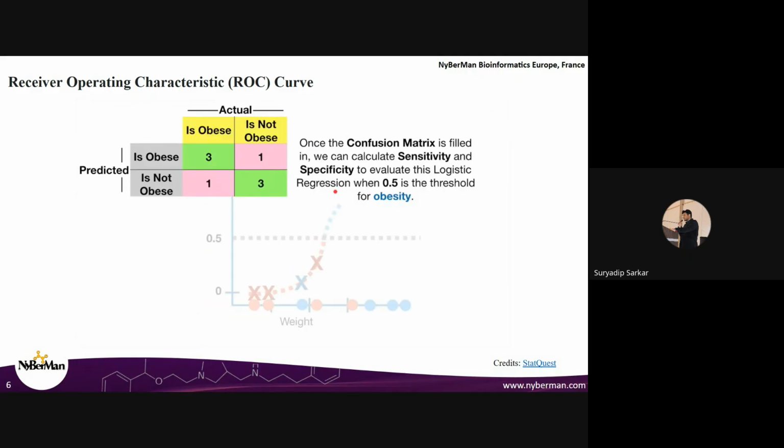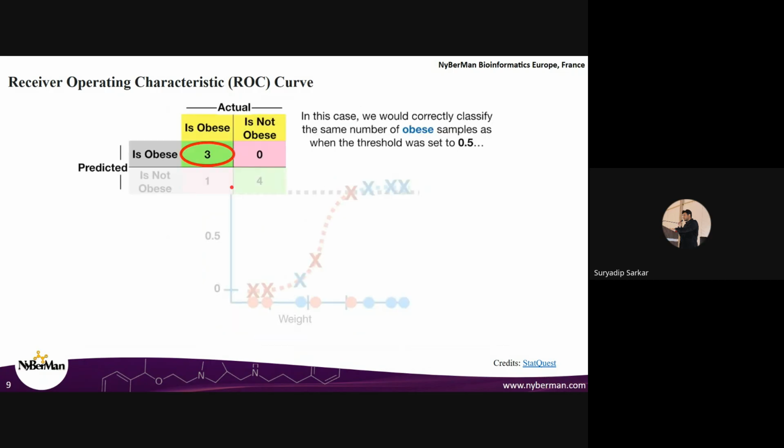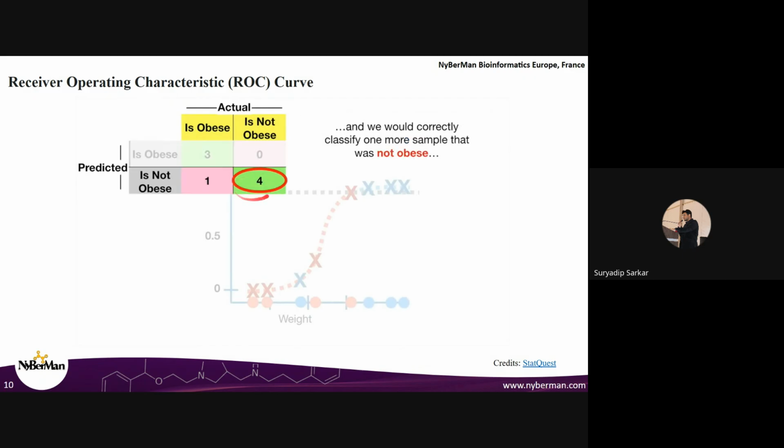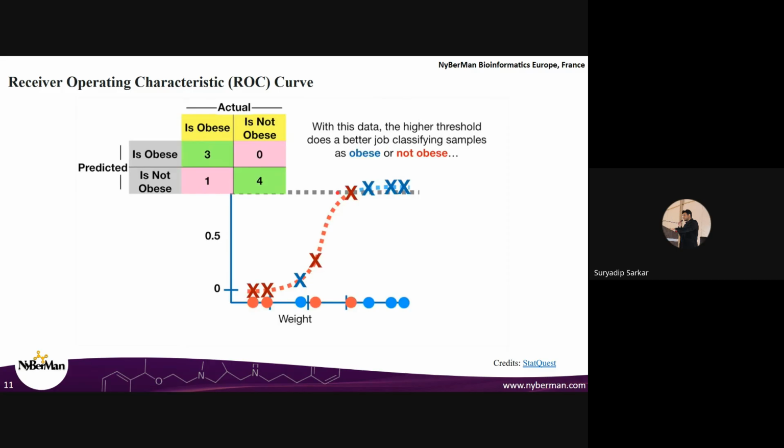If I take you back, this is with a threshold of 0.5. You can see here: 3 obese correctly classified, 3 not obese correctly classified, one obese incorrectly classified, one not obese incorrectly classified. Now with 0.9, we still have 3 obese correctly classified, but we have 4 not obese correctly classified. So we are actually doing better with a threshold of 0.9 and not 0.5. With this data, the higher threshold does a much better job of classifying samples as obese or not obese.